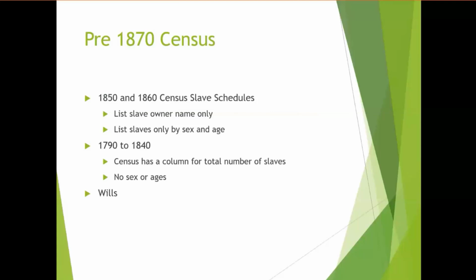So for pre-1870, one of the things you're going to be looking at are wills of the enslavers, because they usually would leave slaves to their sons and daughters and other family members. Tax records are going to be helpful because they would be taxed on the number of slaves that they had. Bills of sale, because they sold slaves to others. So you're going to be looking at bills of sale.